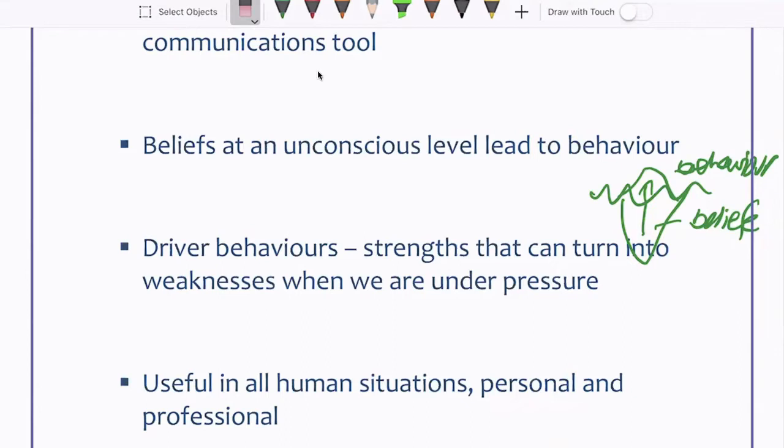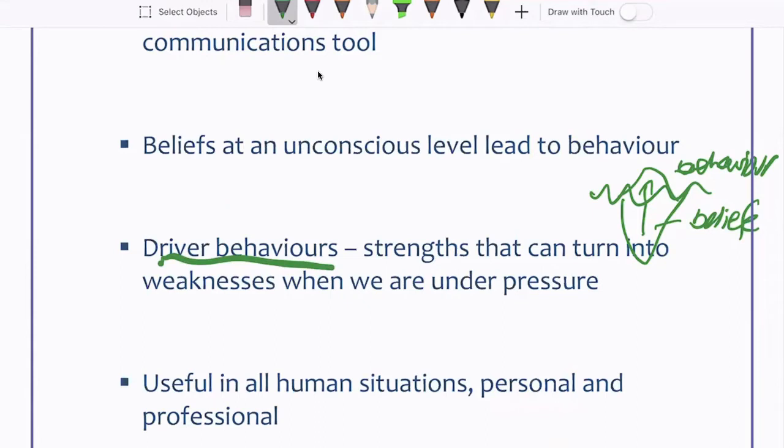So our driver behaviours can turn to weaknesses. Our strengths can turn to weaknesses when we're under pressure. It's like we go into overdrive. What serves us well normally is no longer working for us. The weird thing is we don't see it like that. We think, well, I'm just doing what I always do, and now I can't understand why this isn't working for me. It must be that the world has gone mad. It can't be me. When instead, it is often that we've got too much on our plate. We're trying to juggle too much. We don't take care of ourselves in terms of exercise, fresh air, diet, sleep. And then we wonder why sometimes we crash and fall over.